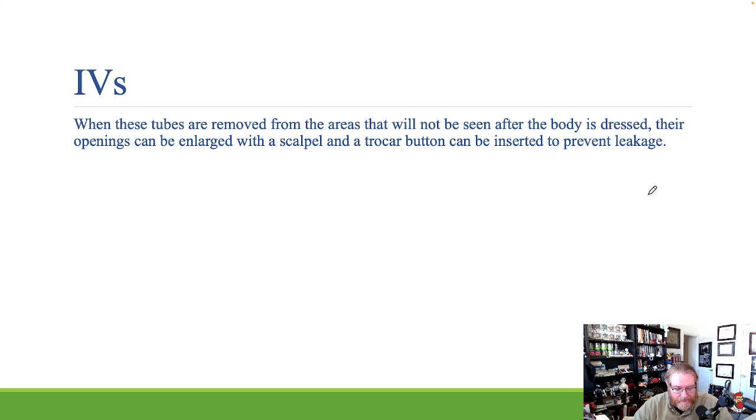When these tubes are removed from the areas that will not be seen after the body is dressed, their openings can be enlarged with a scalpel, and a trocar button can be inserted to prevent leakage. If you want to go that far, you could do that.